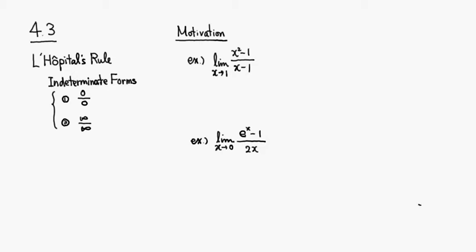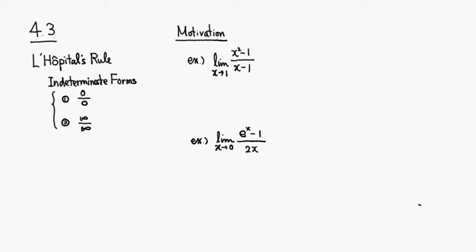Okay, let's look at section 4.3, which talks about L'Hopital's rule. L'Hopital's rule is a technique to evaluate a limit, usually in fraction form, when the numerator and denominator either both go to 0 or both go to infinity. Then we can take the derivative of the numerator and the derivative of the denominator, and then take the limit. That limit gives you exactly the same limit as the original limit.